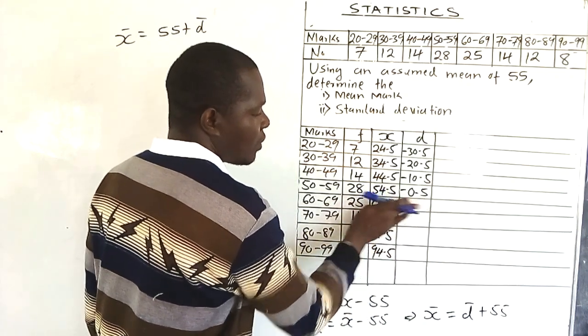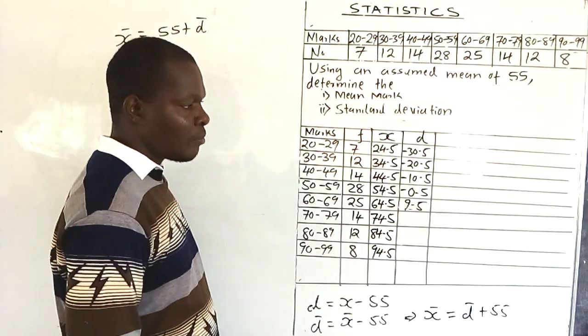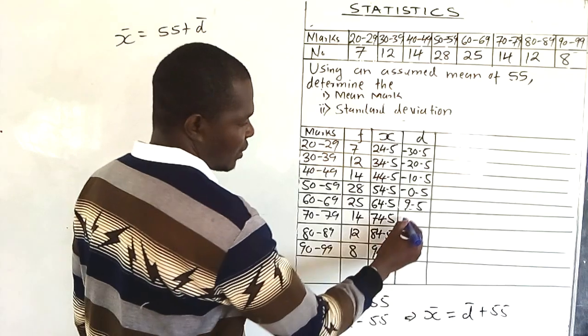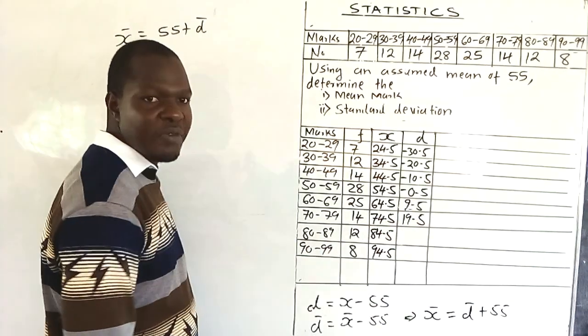Then the next, 64.5 minus 55, you get 9.5. Then 74.5 minus 55, 19.5. Then 84.5 minus 55.